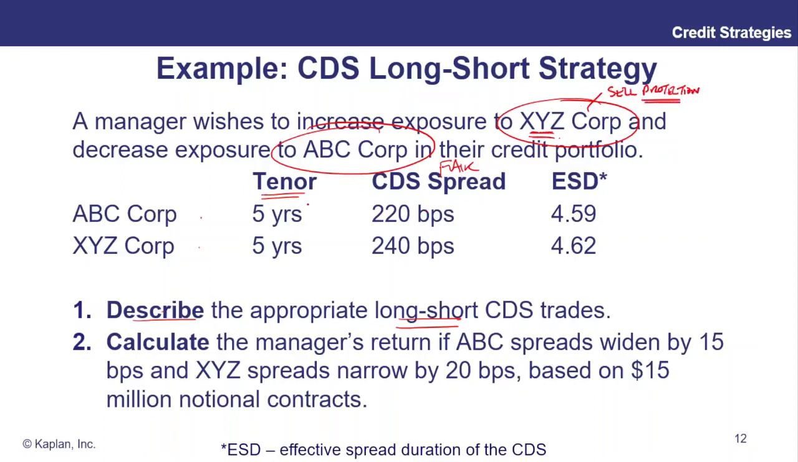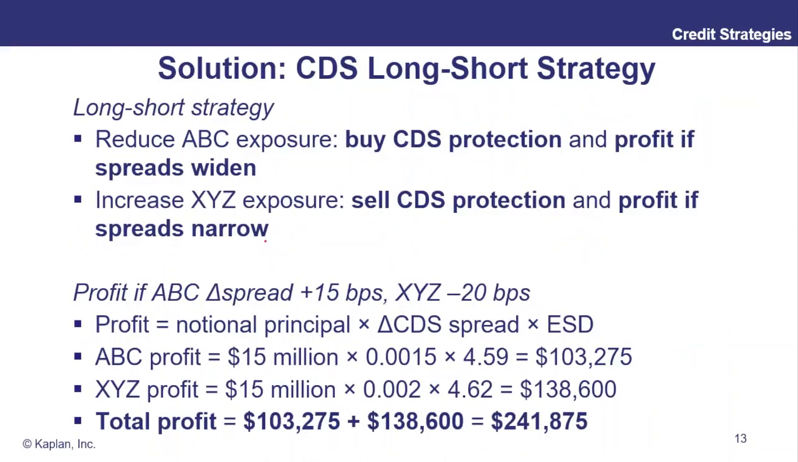Okay. We don't like ABC. We want to decrease exposure. It's a bad name. We think things are going to go wrong. Protection-wise, we'll buy protection there, which is essentially shorting the credit risk of ABC. Okay. So that answers question number 1 here. Describe the appropriate long-short CDS trade. We're going to go long a CDS in ABC and buy protection, and we're going to sell a CDS, all right, in XYZ and essentially sell protection.